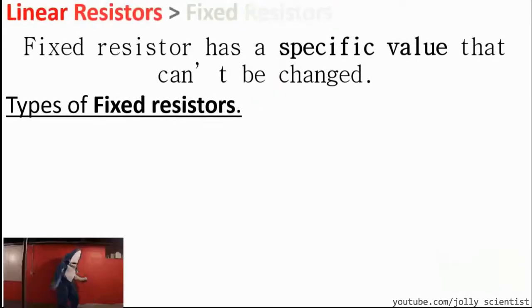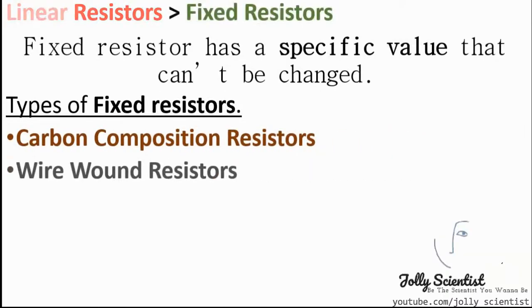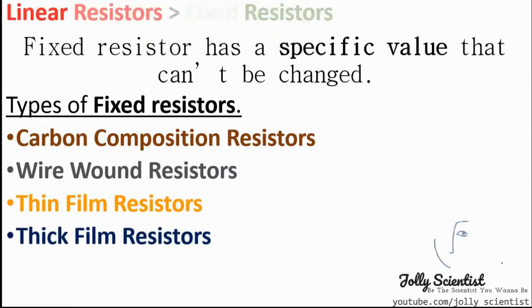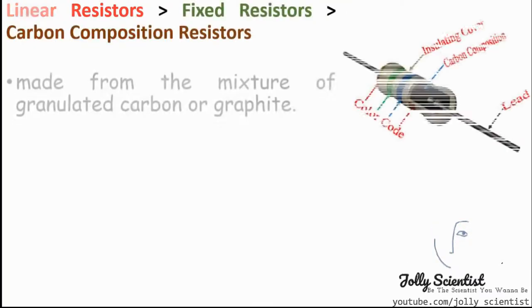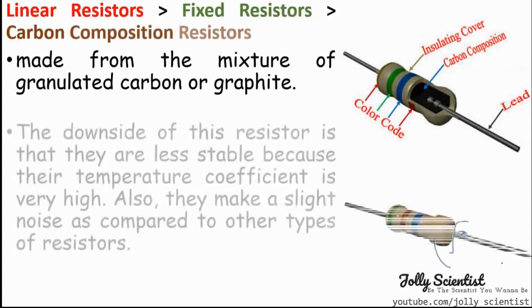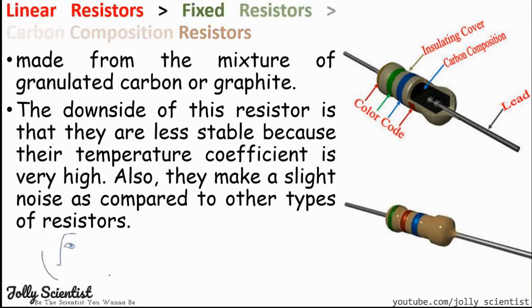The types of fixed resistors include the carbon composition resistors, the wire wound resistors, the thin film resistors, and the thick film resistors. Carbon composition resistors are made of a mixture of granulated carbon or graphite. The downside of this resistor is that it is less stable because of its very high temperature coefficient. Also, it makes a slight noise as compared to other types of resistors.